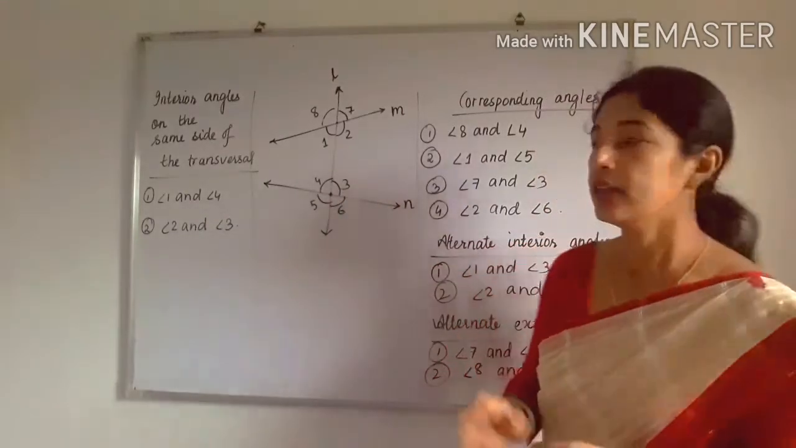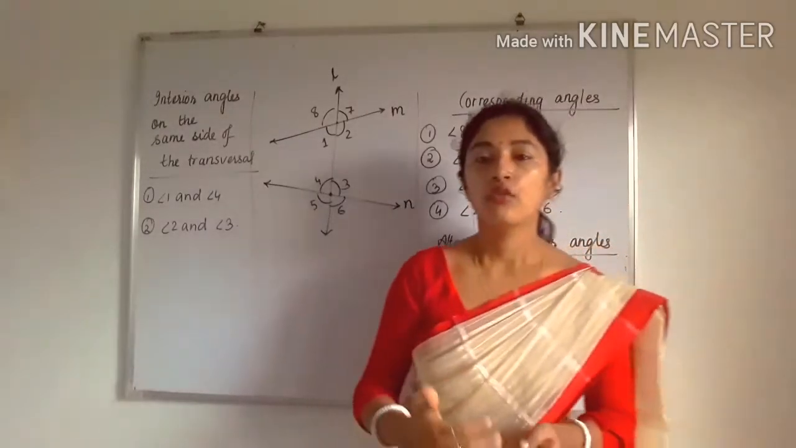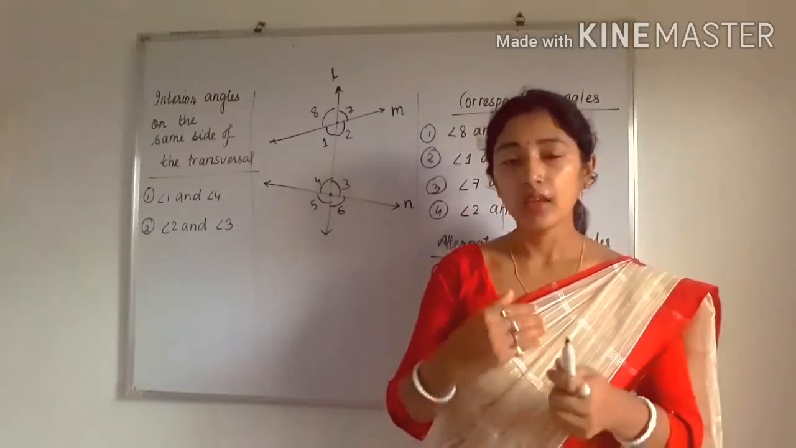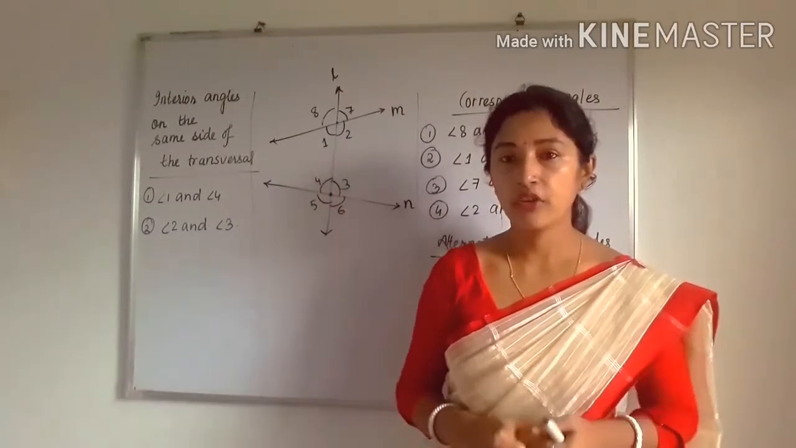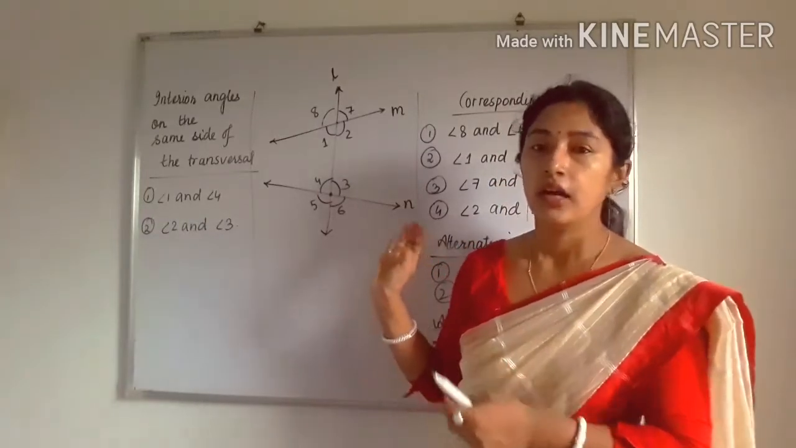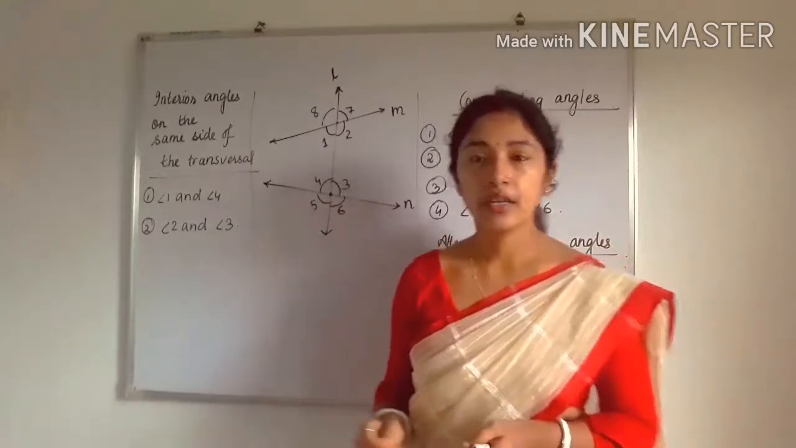So here in this particular case, I have taken two lines M and N which are not parallel to each other. Okay, even if they are not parallel, there will be formation of angles. Here also there are many angles which are forming. A total of 8 angles are present here.